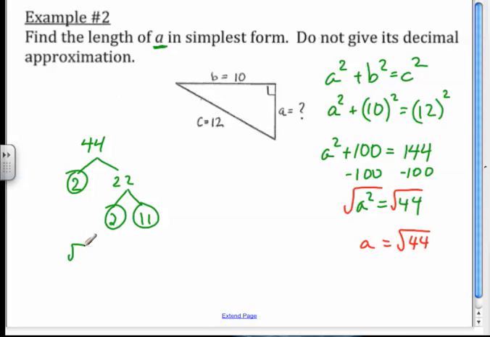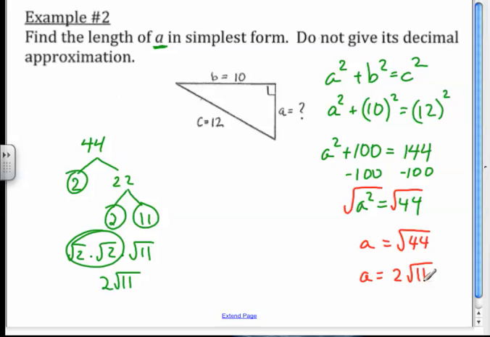So this number is the square root of 2 times the square root of 2 times the square root of 11. And remember, whenever I have a pair, it just equals the number that's underneath. So that's going to come out to 2 times the square root of 11. So a is equal to 2 root 11. And that's it in its simplest form.